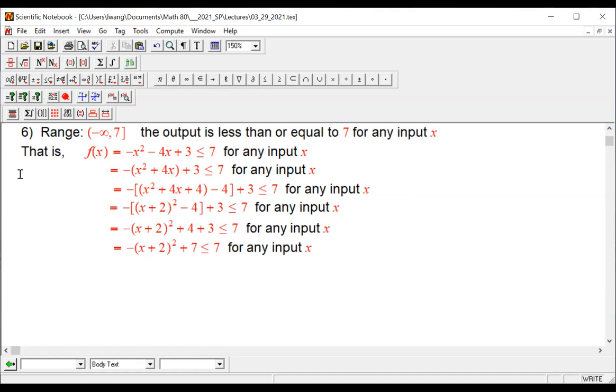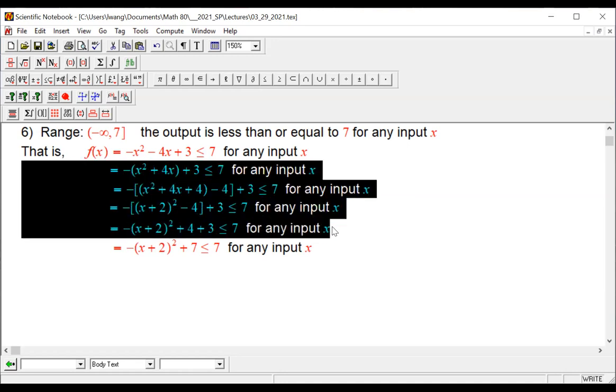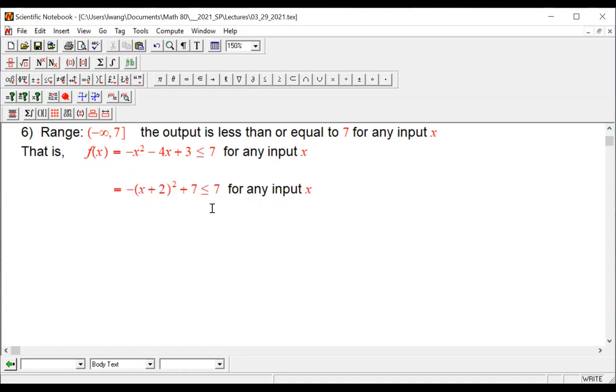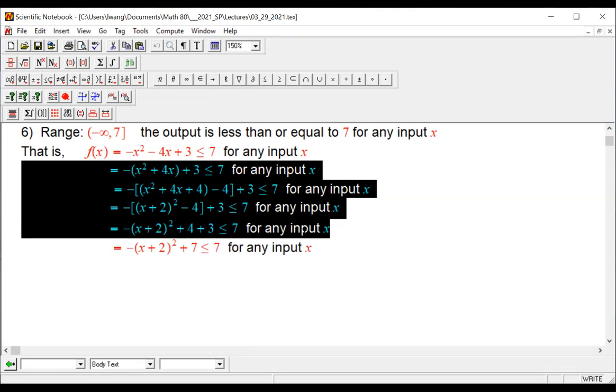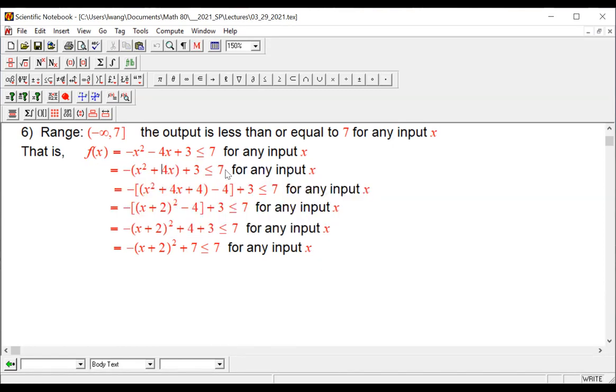Of course, we don't use very much of the things in the middle, but you certainly can. That's what it means. You follow me? No matter what number you plug in, the output is always going to be less than or equal to 7. When x equals -2, it is 7. So at the input equal to -2, the maximum of 7 is achieved.